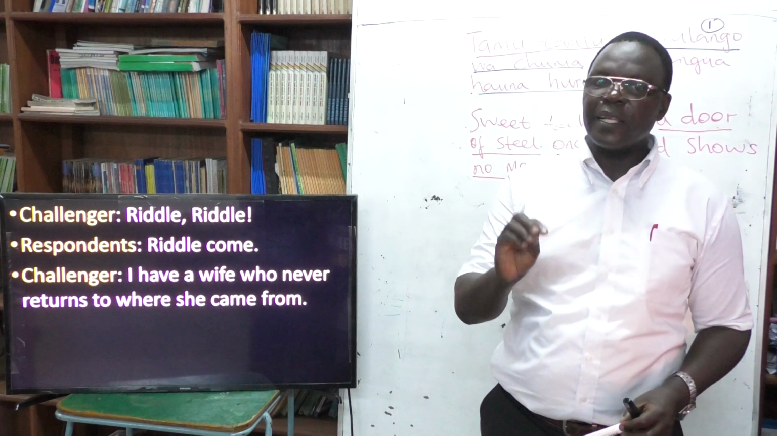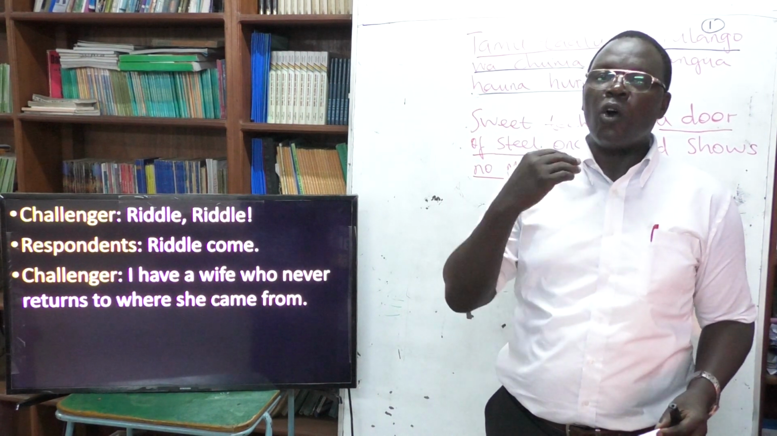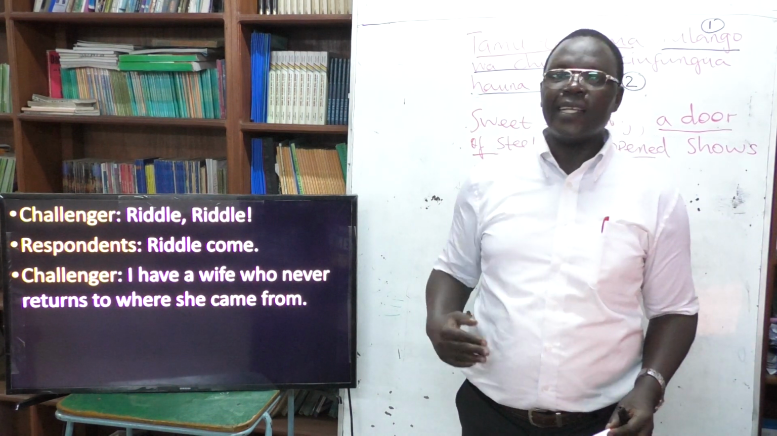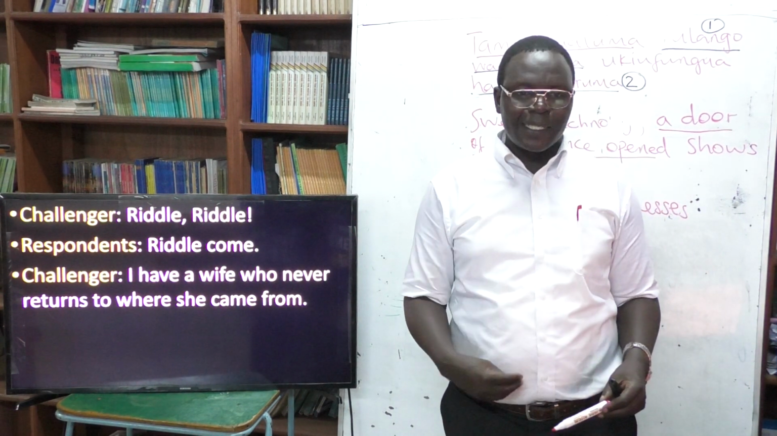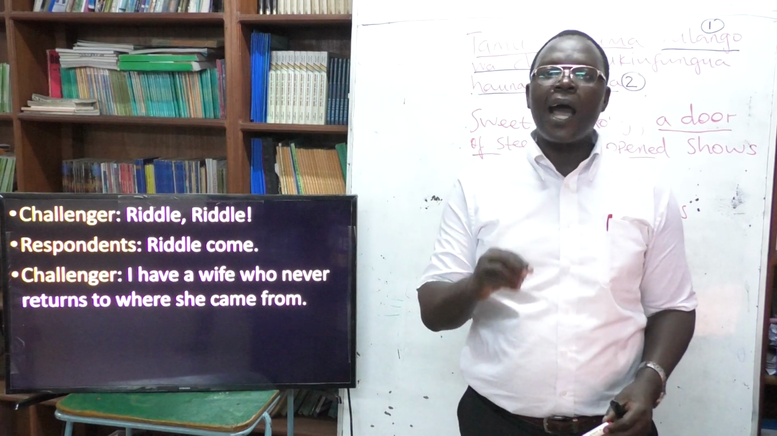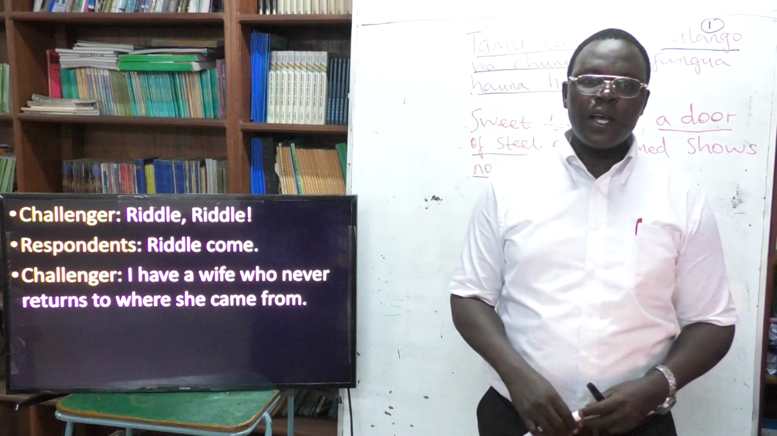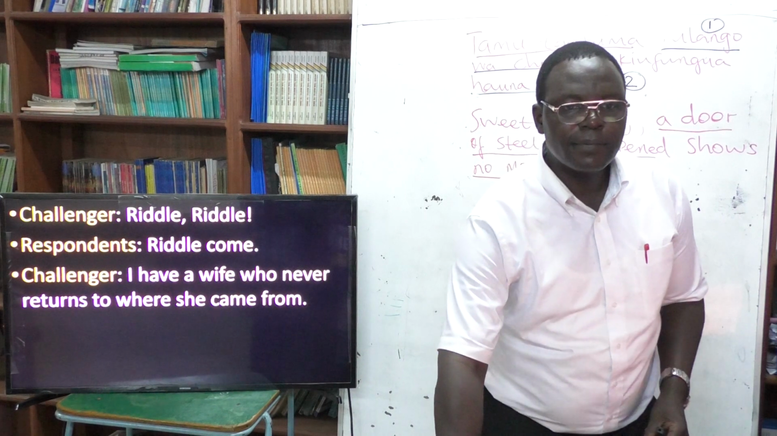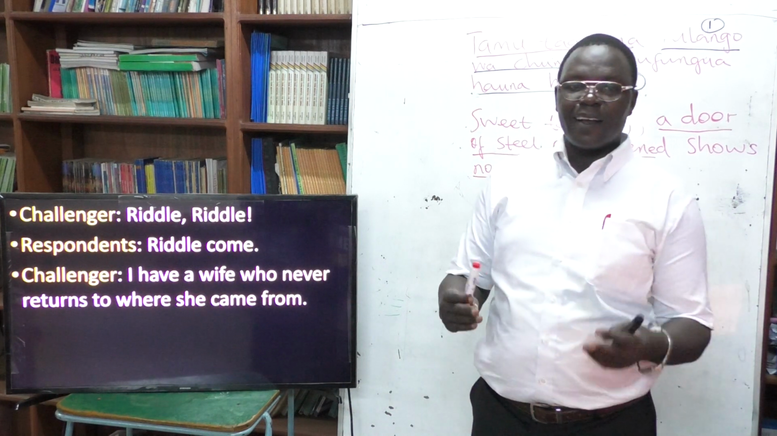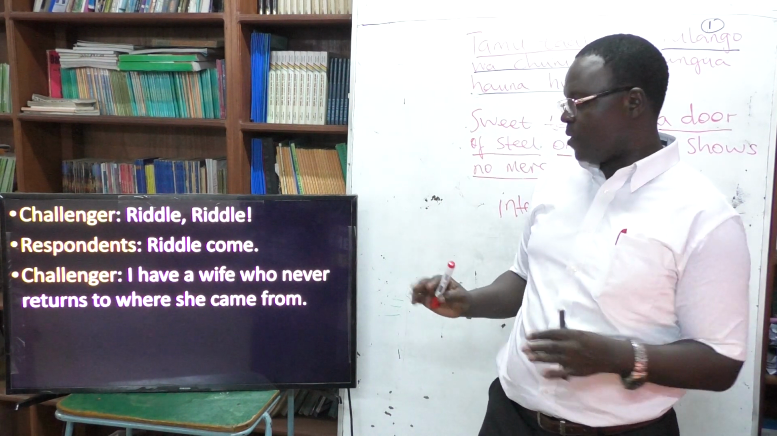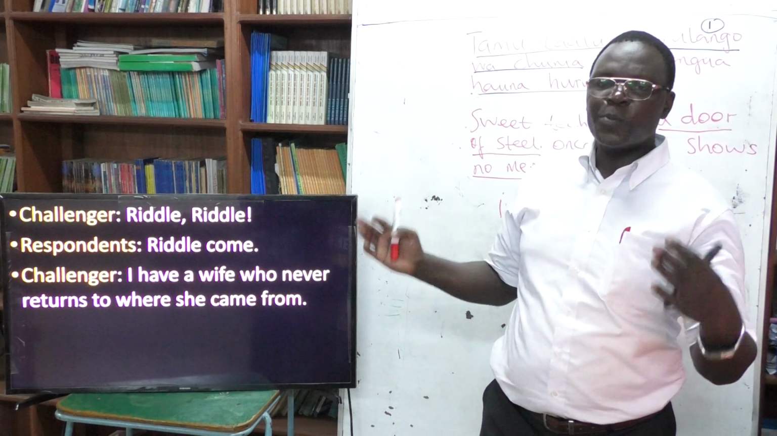We have the challenger or the riddler, the challenger. That is the conventional way of performing, of staging a riddle. It has the stages, which we may look after reading this riddle. Riddle, riddle, the respondent says, riddle, come. Then the challenger says, I have a wife who never returns to where she came from. Look at that riddle and try to figure out what the challenger is talking about. How would you respond to that riddle?